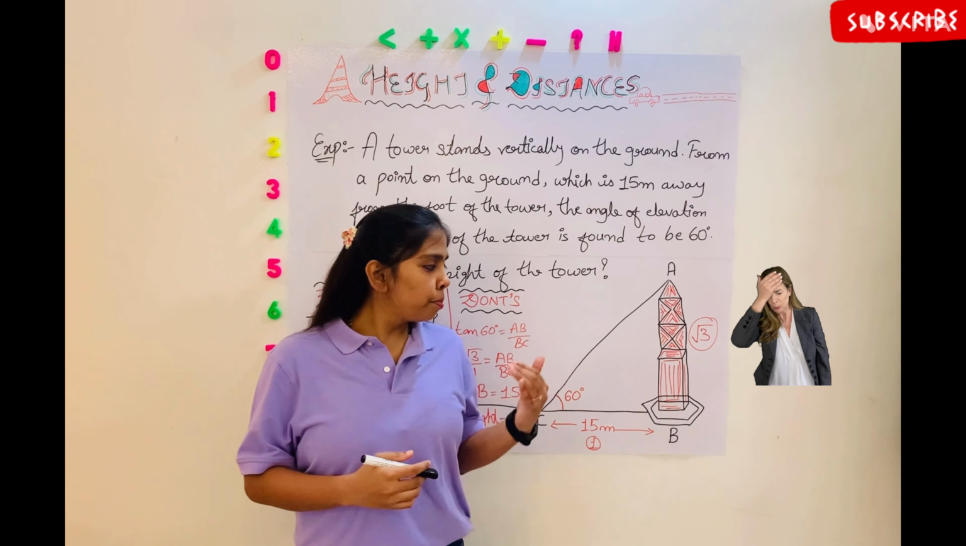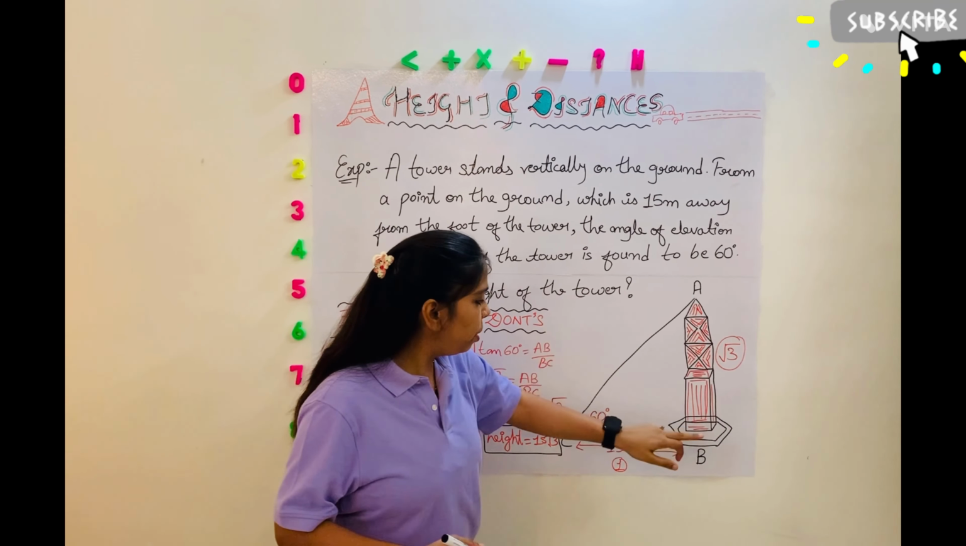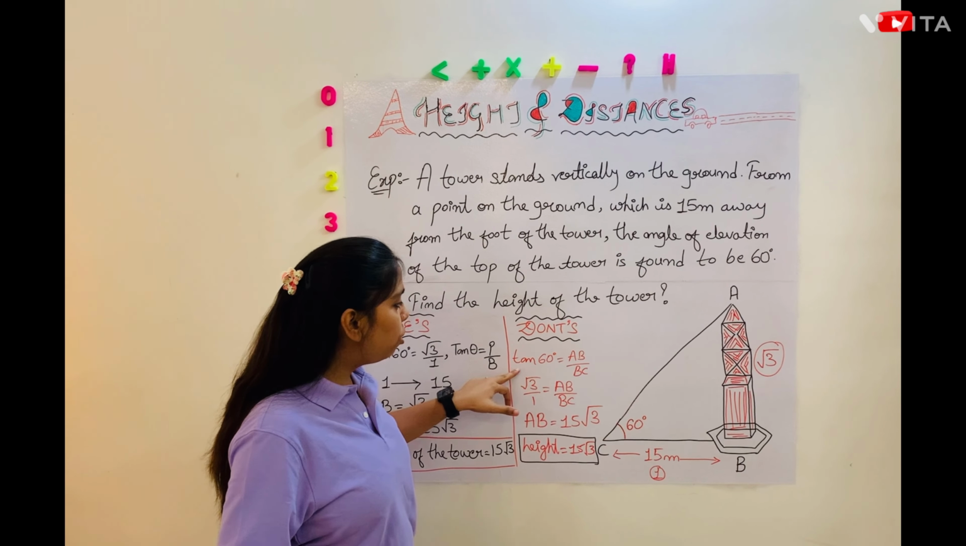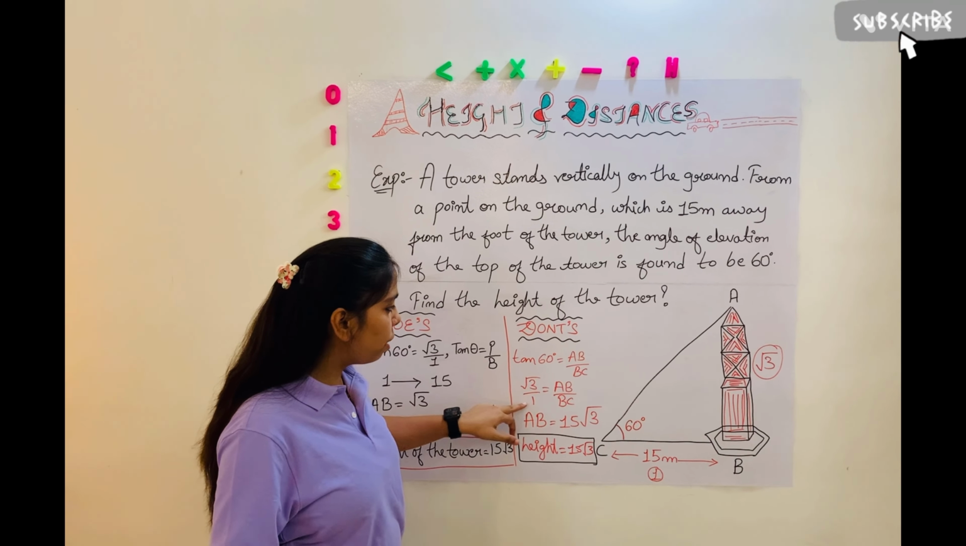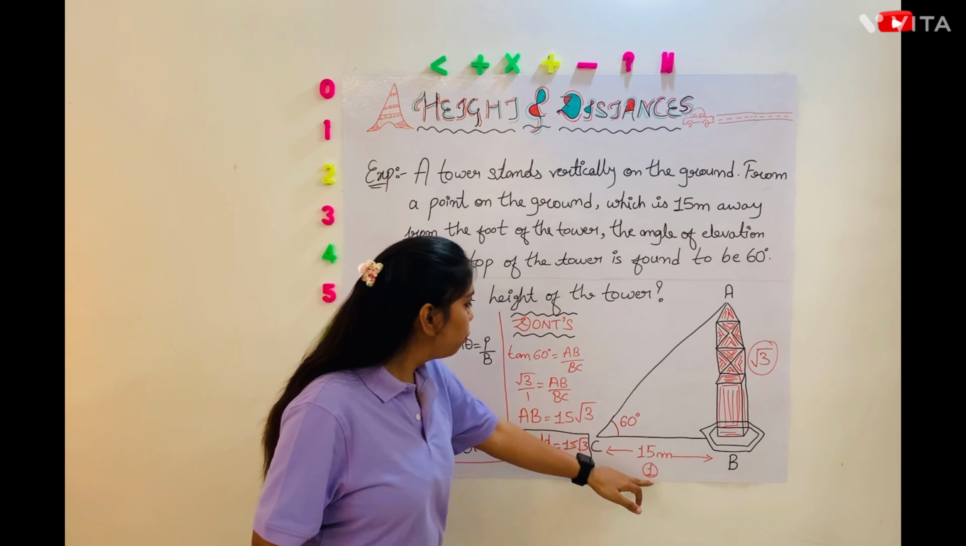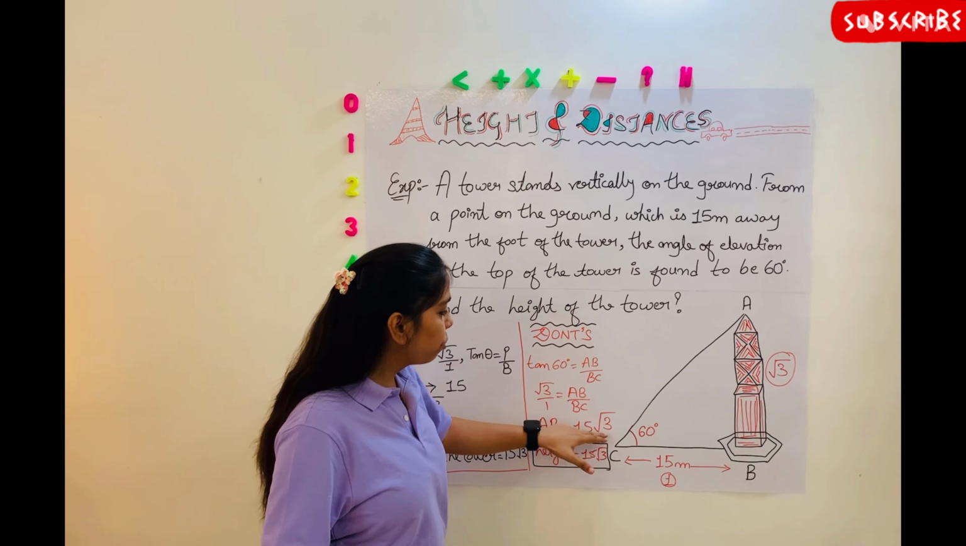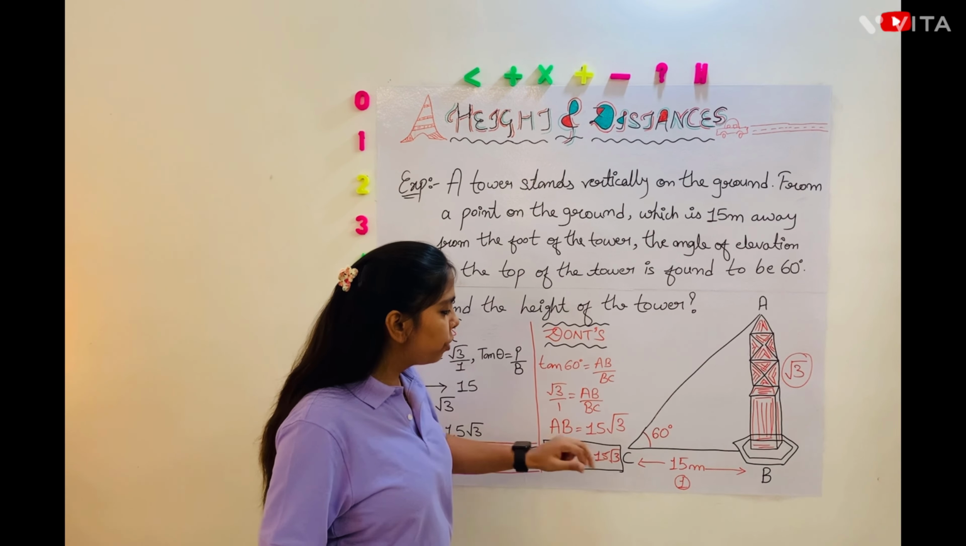We often make this mistake: tan 60 degrees is equal to AB by BC, and the value of tan 60 degrees is root 3 by 1, so AB is root 3 and BC is 1. So the value of AB is equal to root 3, then AB is equal to 15 root 3. Height of the tower is 15 root 3.